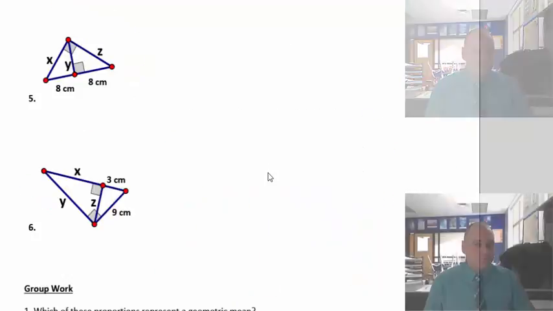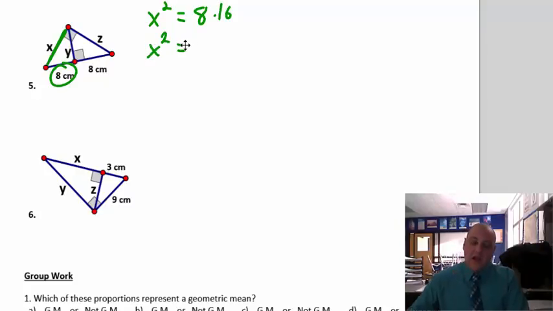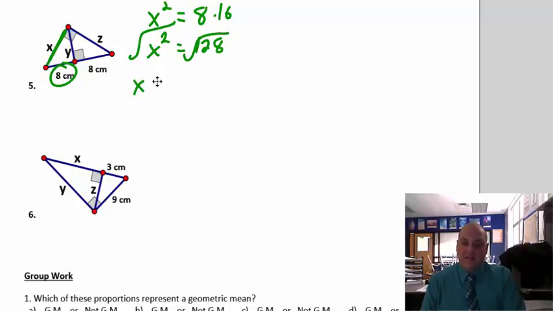All right, 2 more here. Another one that's pretty straightforward. X squared equals, and again, that's a leg, so it's going to be closer hypotenuse segment times the whole hypotenuse. It's going to be 8 times 16. All right, 8 times 16 is 128. And I did this ahead of time. Square root. 128 breaks down to 64 times 2.